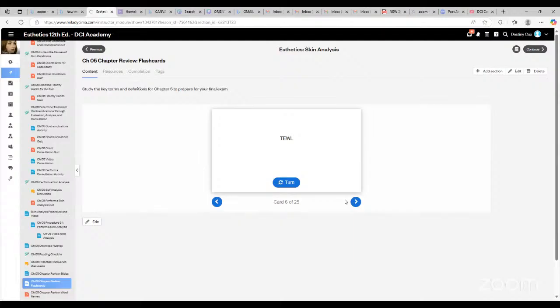I love it. This is an abbreviation. Who knows what this means? TEWL. I don't expect you to, but I want you to. TEWL. What does that mean? And I need to put it in the chat too.